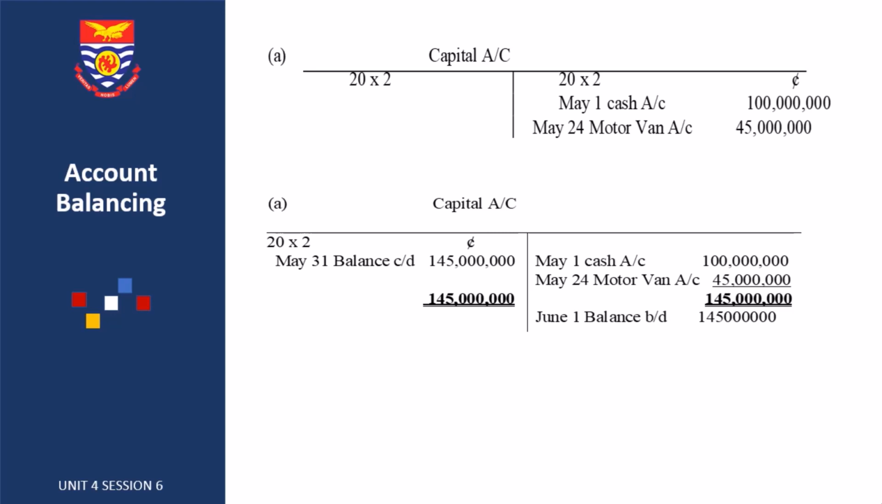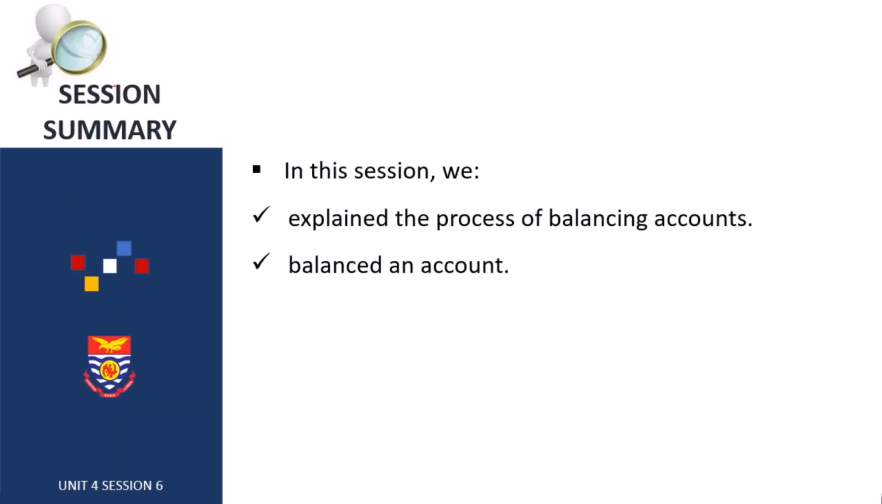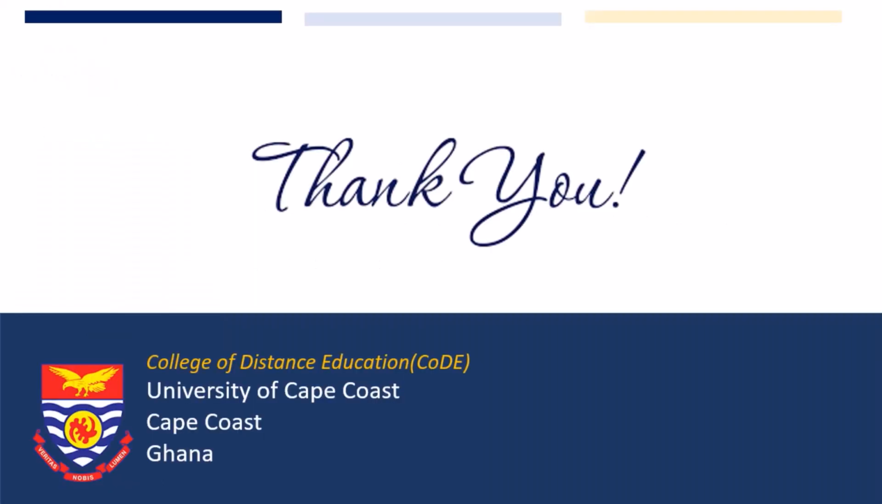Now this balance carried down will be brought down at the other side, but below the totals, as balance brought down 145 million at the beginning of the following month. So this is just one example of how an account is balanced. You are encouraged to work more examples to understand it better. In this session, we explained the process of balancing an account and balanced the account. Thank you.